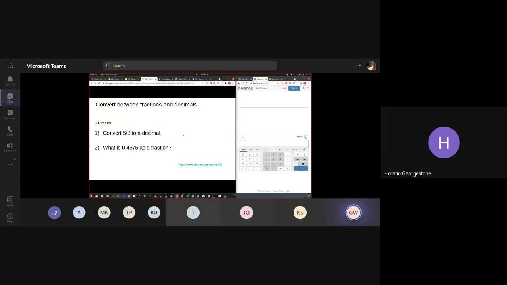And so the other one, when we start with a decimal, the calculator will usually display that as a fraction.